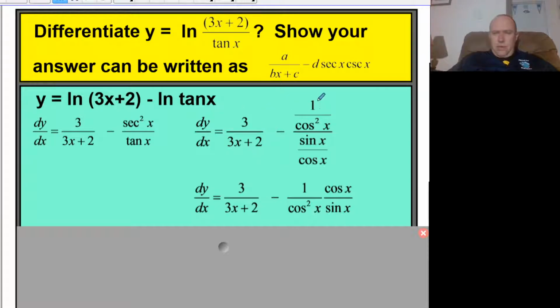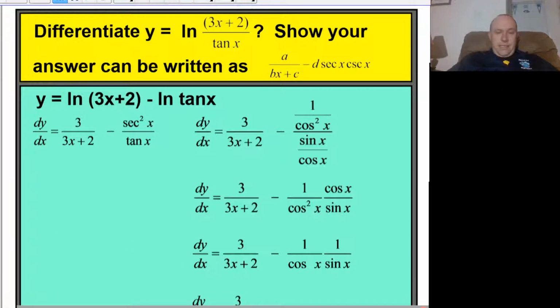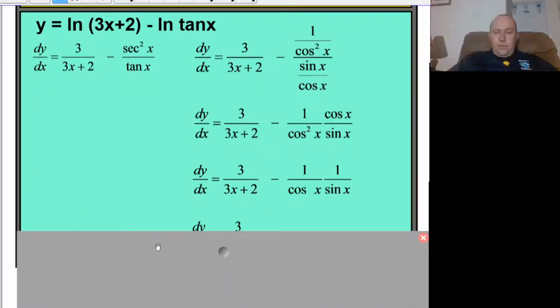So I wrote secant squared as 1 over cosine squared, and I wrote tan as sine over cosine. I know when I divide by a fraction, that's the same as times by the reciprocal. I could certainly cancel a cosine out from both of these as well. And the other thing as I'm doing this is remembering we're trying to get the answer to look like this as well. So as I get to here, 1 over cosine I know is secant, and I know that 1 over sine is cosecant. And then actually I have managed to prove exactly what they wanted us to do for this question.